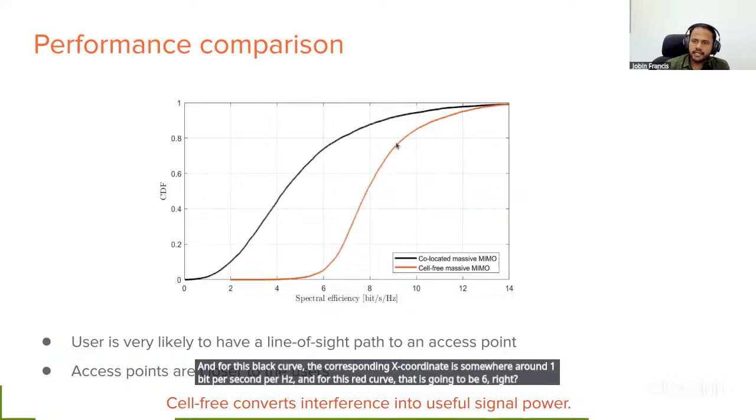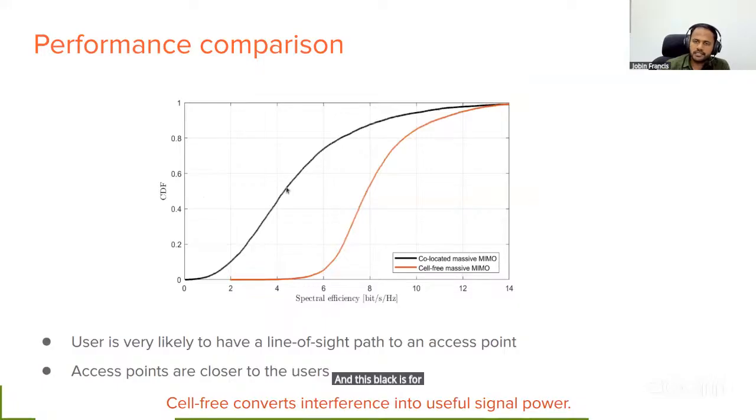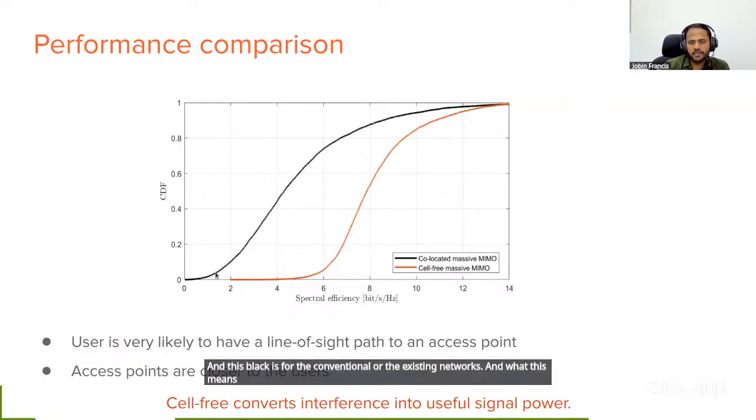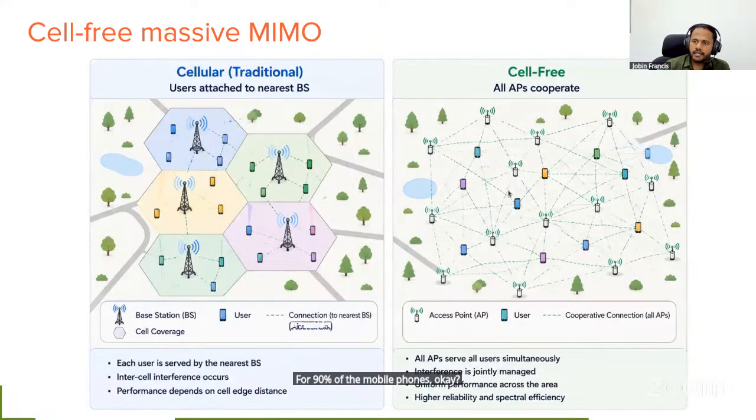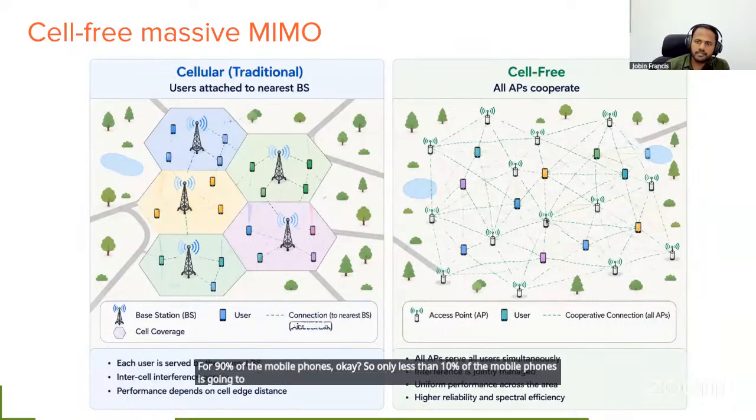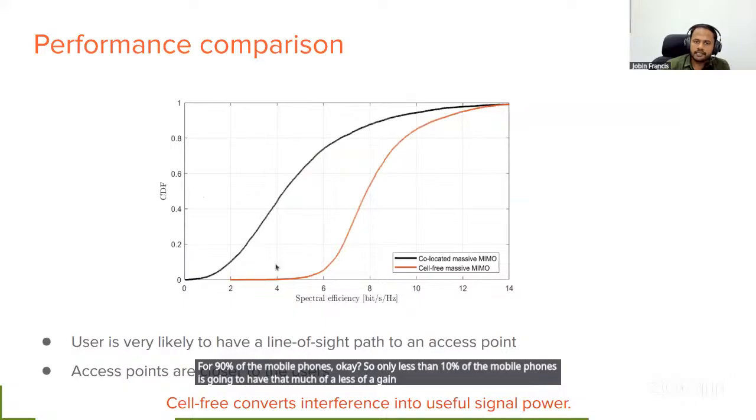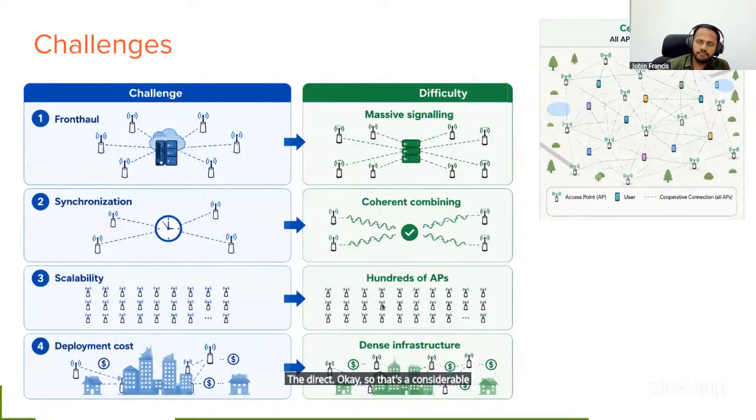So this red is for this cell-free network, and this black is for the conventional or the existing networks. And what this means is that cell-free is going to give you 6 times better performance for 90% of the mobile phones. Okay, so less than 10% of the mobile phones are going to have a lesser gain, but at least 90% of the mobile phones are going to experience 6 times better data rate. Okay, so that's a considerable gain in throughput that is possible, right?